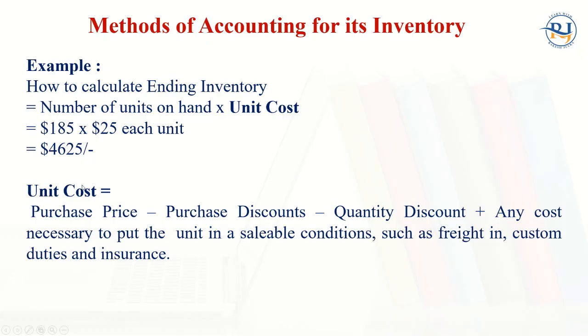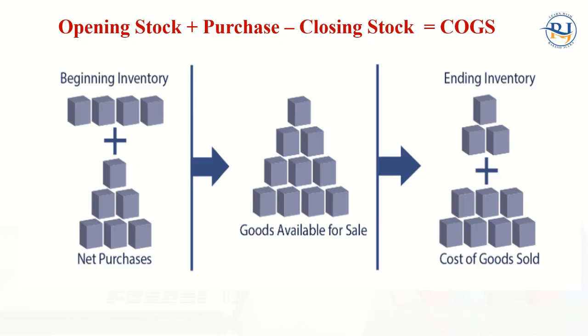So how do we calculate the unit cost? Cost means the purchase price. At the time when we buy some articles, we get some discount. Discount will be deducted, and maybe some quantity discount is there also, which we will minus. And plus any cost necessary to put the unit in saleable condition, such as freight in, customs duties or insurance, that will be added. In this way we will calculate the unit cost, the cost of the unit at the time of buying.